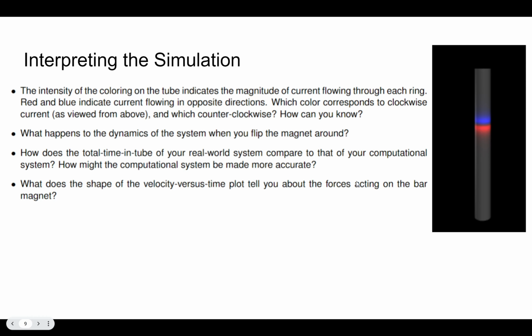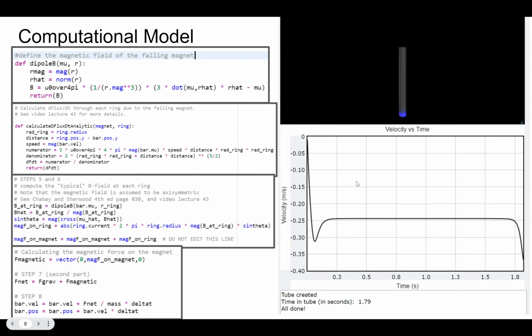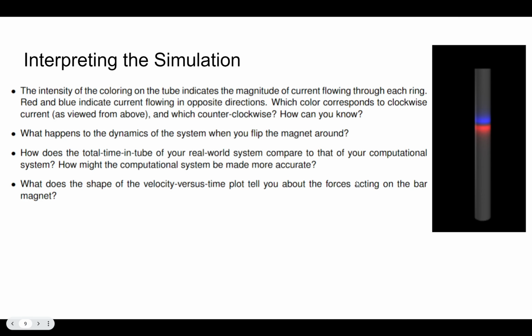What does the shape of the velocity versus time plot tell you about the forces acting on the bar magnet? If we go back here and look at this graph, you can see that the velocity shifts around a little bit, meaning that the forces haven't completely balanced yet.